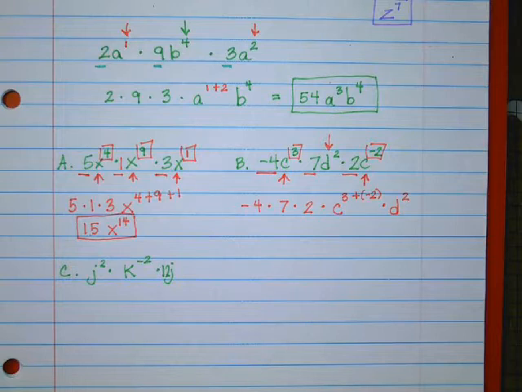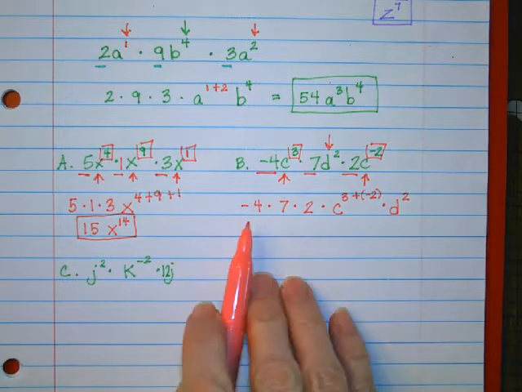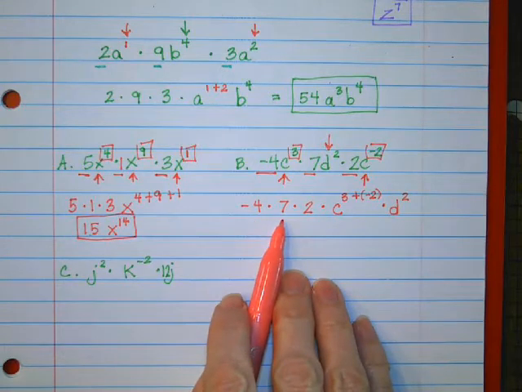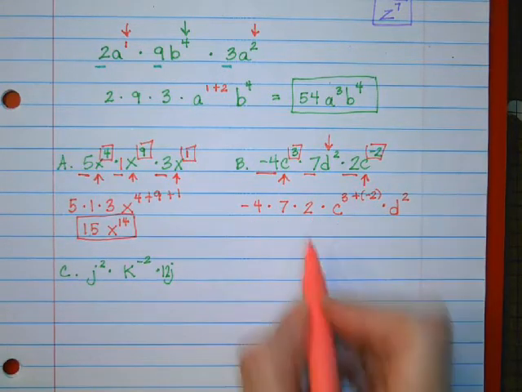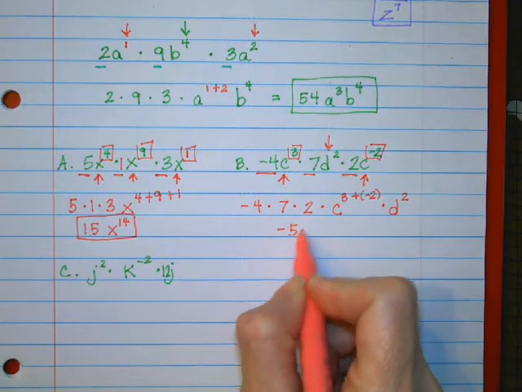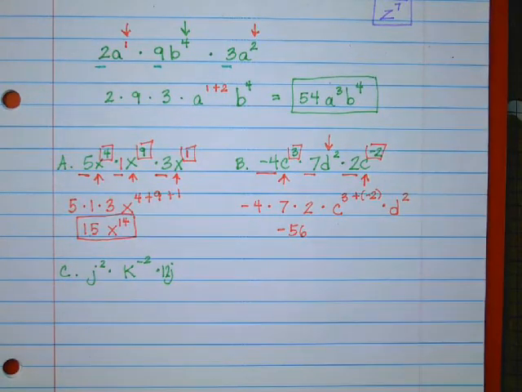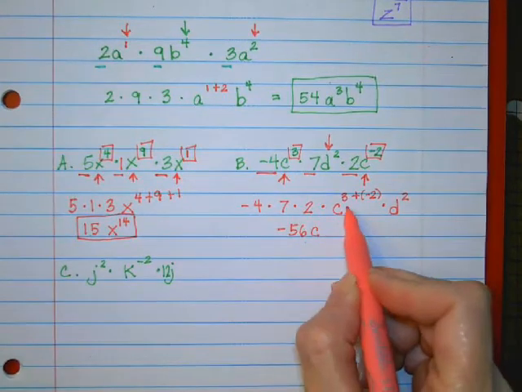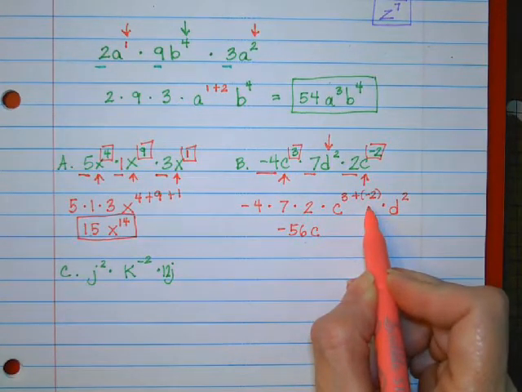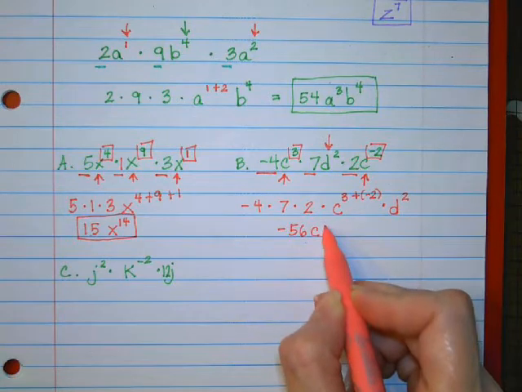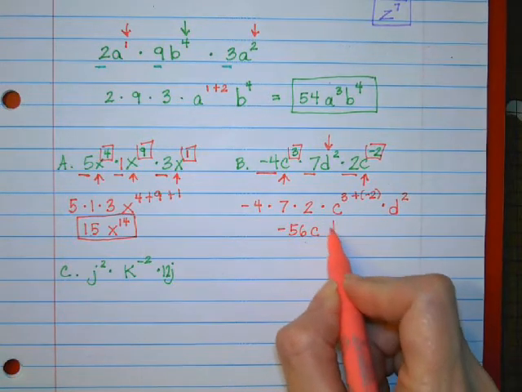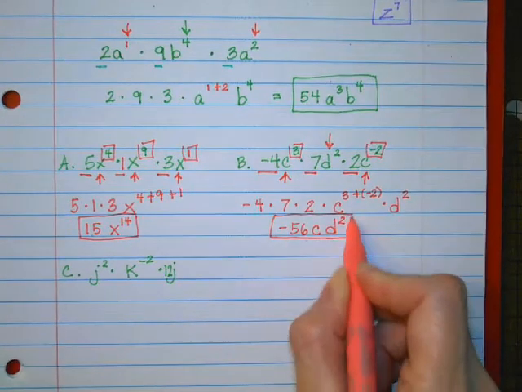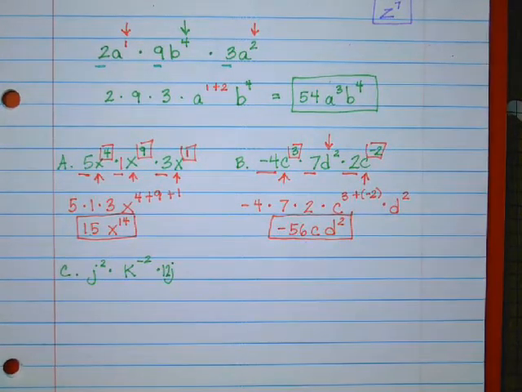All right, so I'm going to go ahead and multiply. Negative 4 times 7 is negative 28. Times 2 is a negative 56. Then I'm going to take my exponents to my c and add them up. 3 plus negative 2 is a positive 1. So I don't need to write a 1. It's understood. Then I just have my d to the 2nd power. So I bring it down. No negative exponents. Final answer.